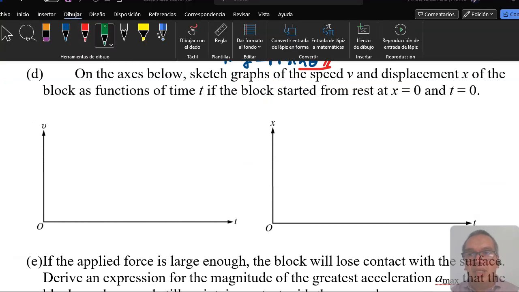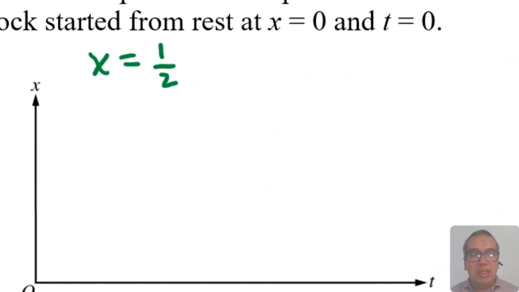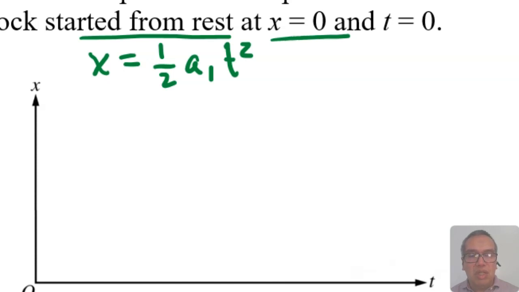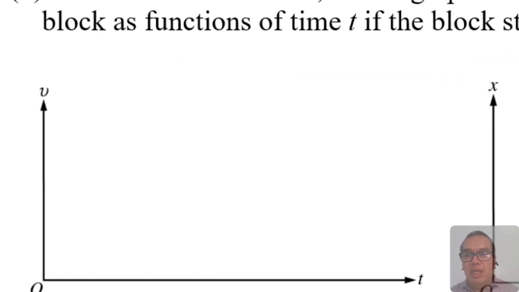In general, the position is going to include a quadratic relationship with time. You don't need to worry about the initial velocity because it says in the statement that the object started from rest. And it also says that it started from the origin, so you don't need to worry about the initial position. On the other hand, the velocity has a linear relationship with time.